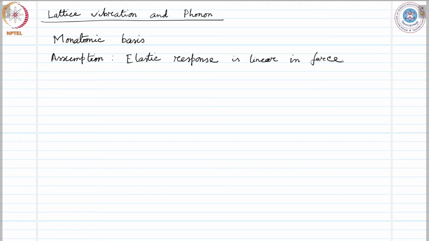We make this assumption because this is valid for small vibrations and this makes the mathematics a lot easier. That's the reason we make this assumption. And if this assumption holds good, then the elastic energy would be quadratic in the relative displacement.